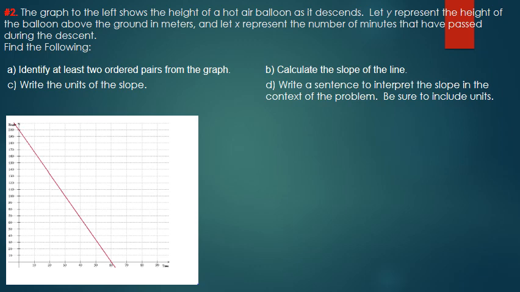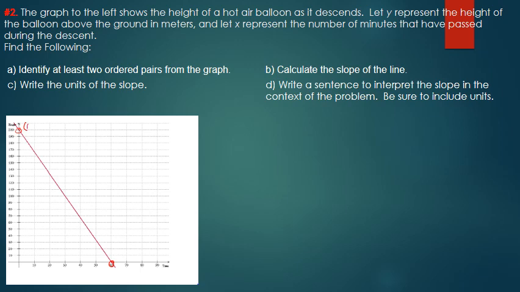All right, so for part A, we need to identify at least 2 points from the graph. So looking here, I see that we have a y-intercept, and we also appear to have an x-intercept. So I'm going to pick those 2 points. Now, as long as you pick 2 points that actually fall on that line, then it doesn't matter which points you pick. I just like to pick ones that are a little less complex to calculate, and usually the intercepts fit that bill.